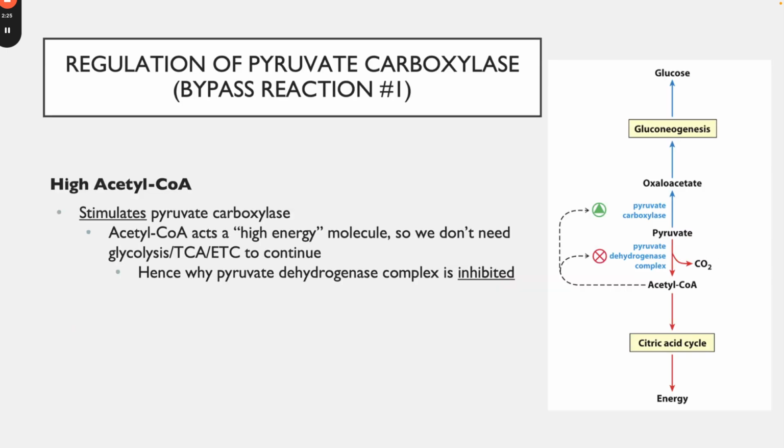So in terms of the regulation of this first bypass reaction, remember that we talked extensively about PDH and how it's heavily regulated and inhibited when we have a buildup of energy, a buildup of acetyl-CoA. So what ends up happening is acetyl-CoA can actually act as an activator for pyruvate carboxylase. And so acetyl-CoA will stimulate our pyruvate carboxylase because we want gluconeogenesis to occur. We want that to happen.